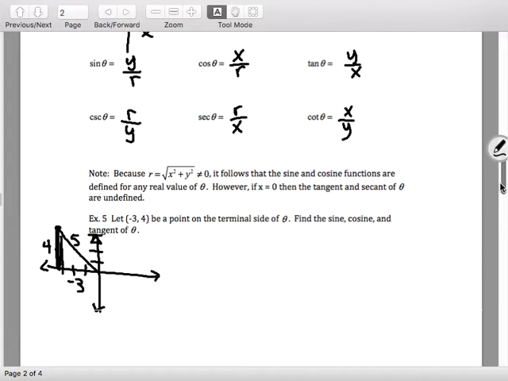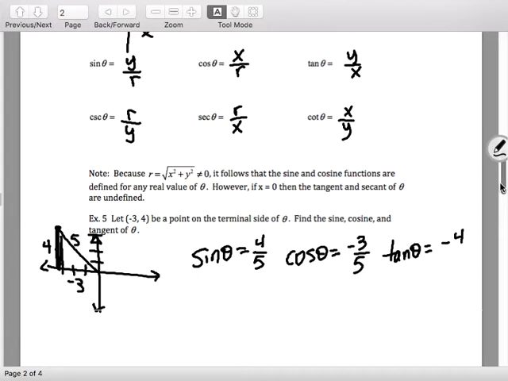All right, so from here, you either use your triangle like I've drawn, or you can use y over r, x over r, y over x. Whatever way makes sense to you. So the sine of theta is y over r, which is 4 over 5. Cosine theta is the x over r. And tangent theta is the y over x, 4 over negative 3, which would be negative 4/3.